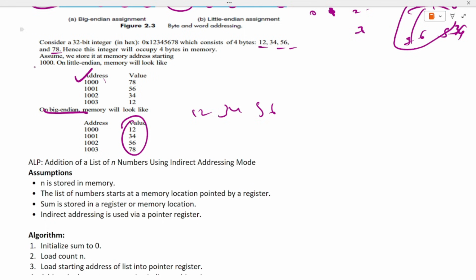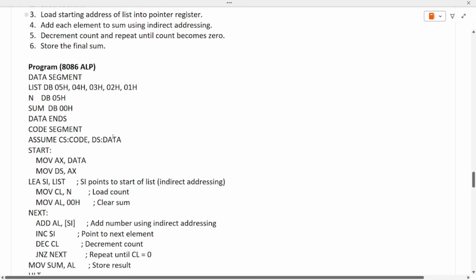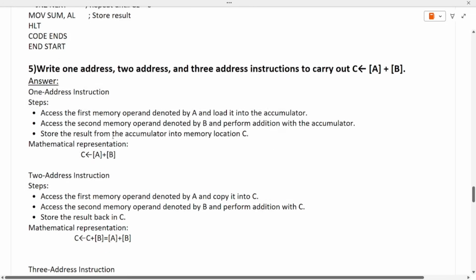Okay, and they have given the starting address as 1000, so you will take 1001, 1002, 1003. Okay, what are the assumptions, the algorithm followed, the program and all, you can see.